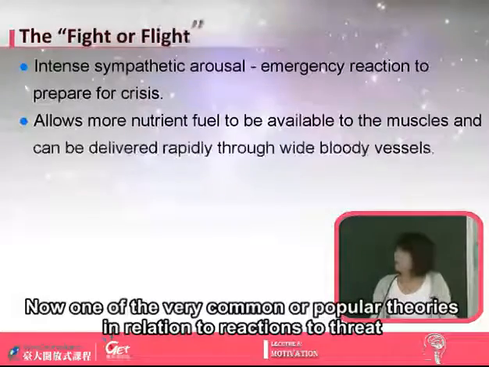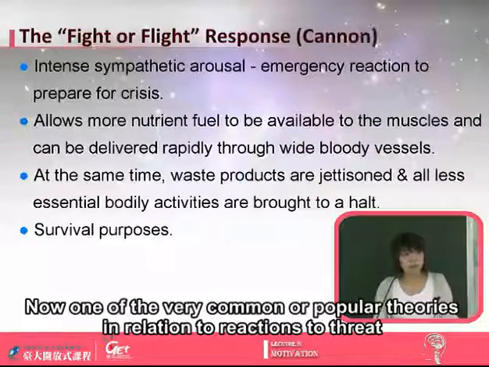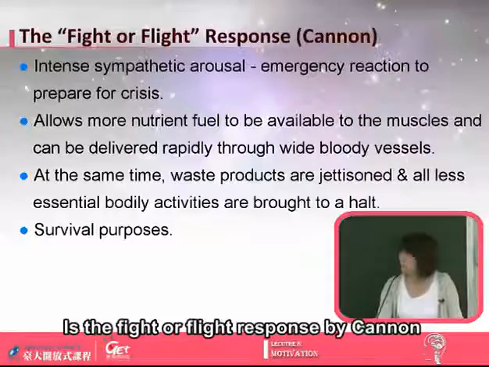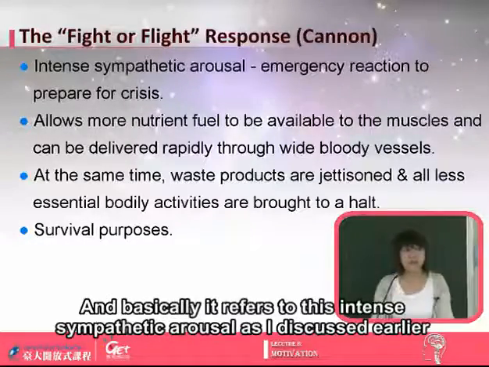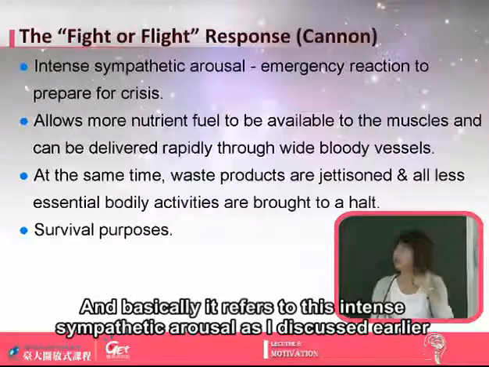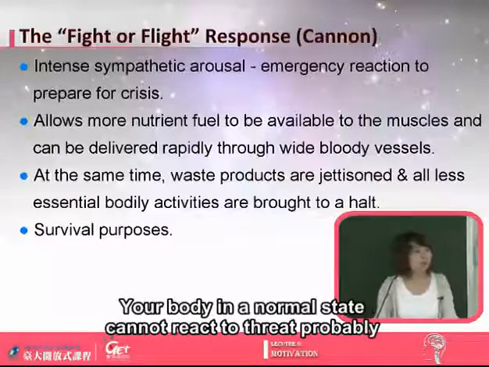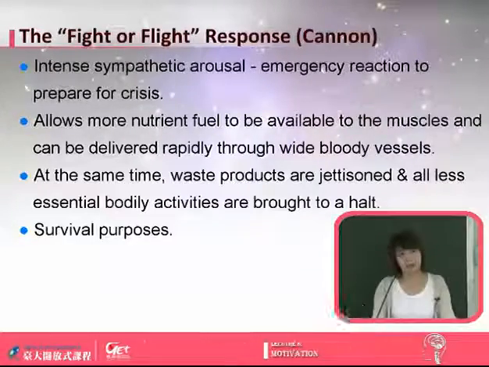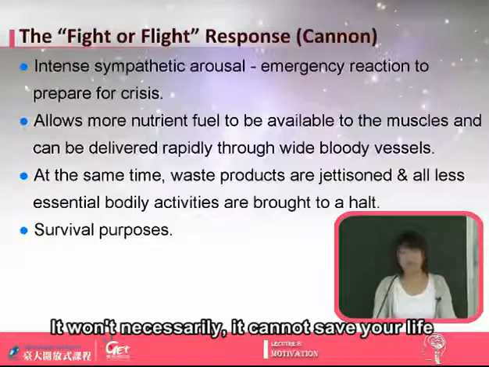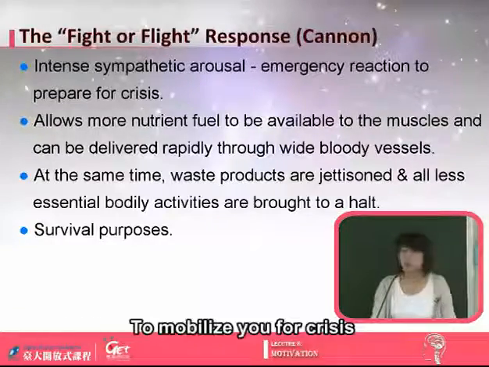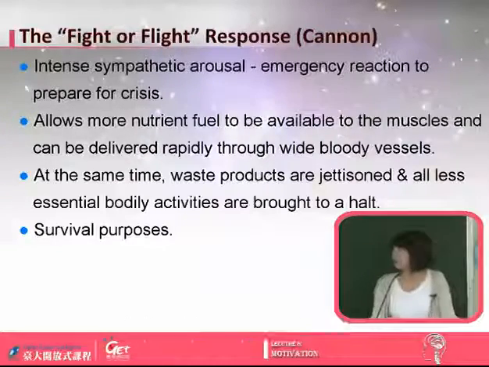Now, one of the very common or popular theories in relation to reactions to threat is the fight or flight response by Cannon. Basically, it refers to this intense sympathetic arousal, as I discussed earlier, that serves as an emergency reaction. As I said, your body in a normal state cannot react to threat properly. It cannot necessarily save your life. The body has to be adjusted for that to happen, to mobilize you for crisis.